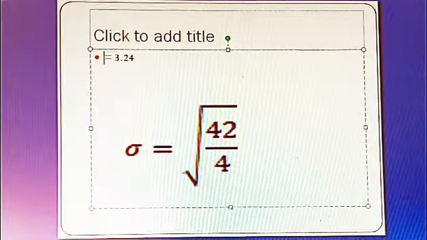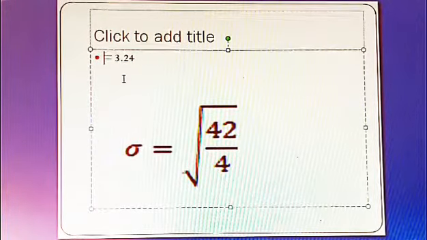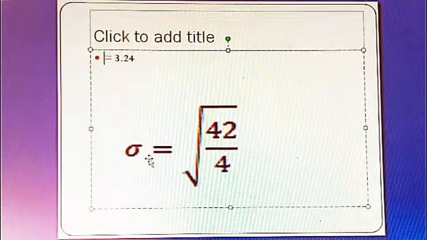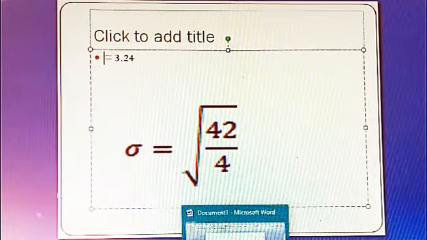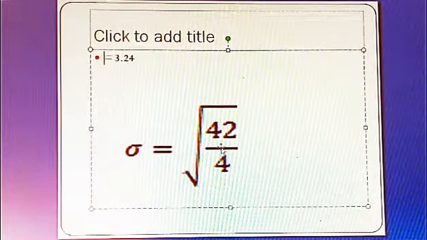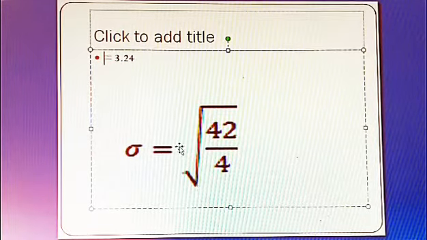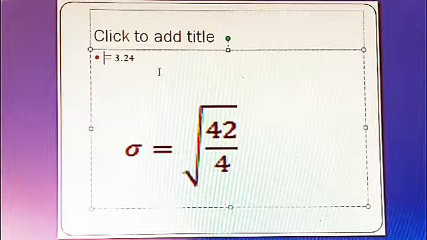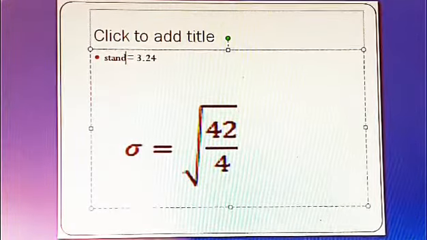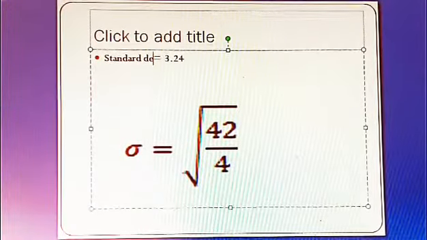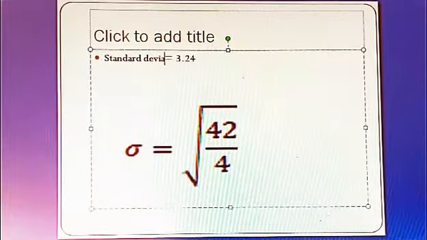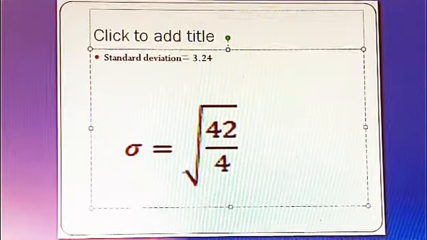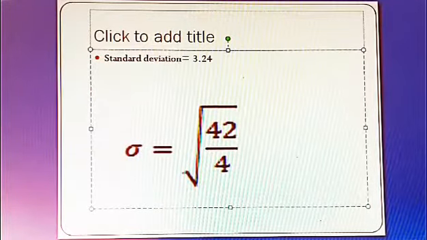The value of sigma, the standard deviation, will be equal to 3.24. This will be the final answer. You can have a look. Divide 42 by 4, okay, and then find the square root. The answer will be 3.24. This is your standard deviation. This is the answer for standard deviation. You can pause the video and copy the notes.